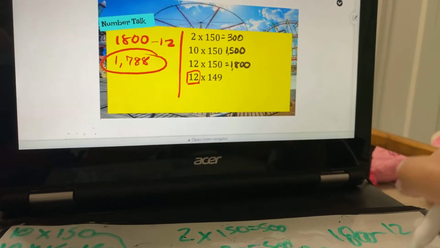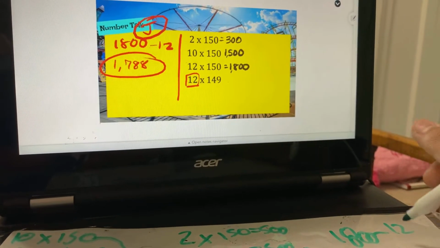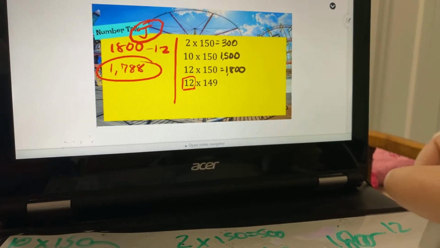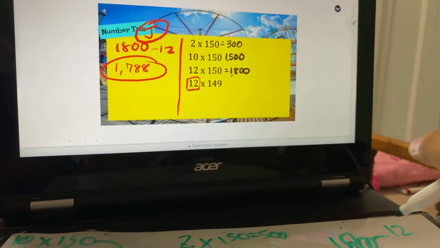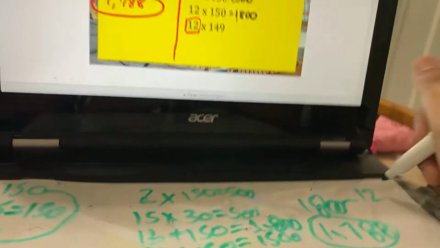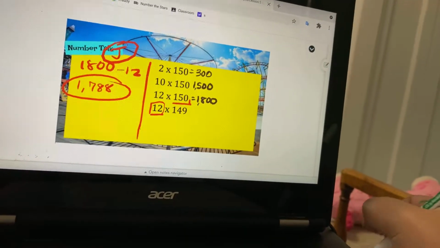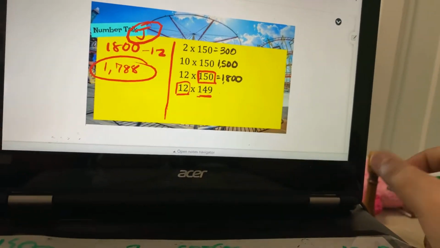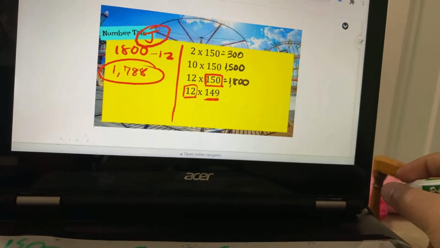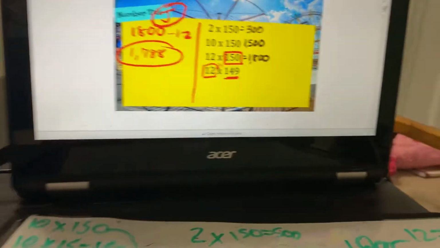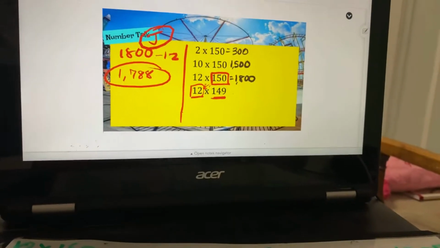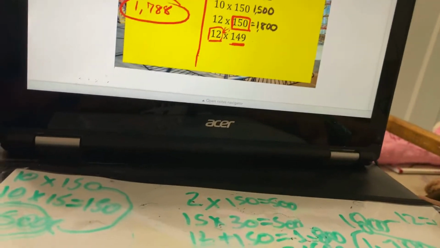Perfect. Nice job. And see, Jacob, you weren't even going to raise your hand. So many smart people don't want to share. You got to share. That helps us. Yeah, so he said one group was 150. He knew that this was one group less. So he's going to take away one group of 12. So 1,800 minus one group of 12 is 1,788.